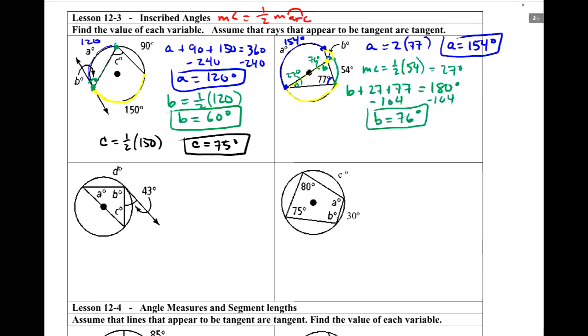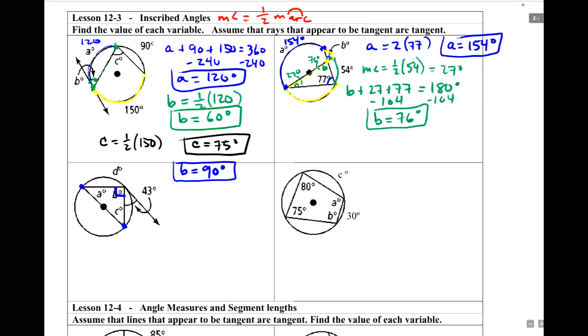All right, next problem. Oh, we've got a lot of things going on here. First thing I see is an inscribed angle that intercepts a semicircle. That diameter should stand out. First thing we know is that B is a right angle. B is going to measure 90 degrees. So now let's look at A.